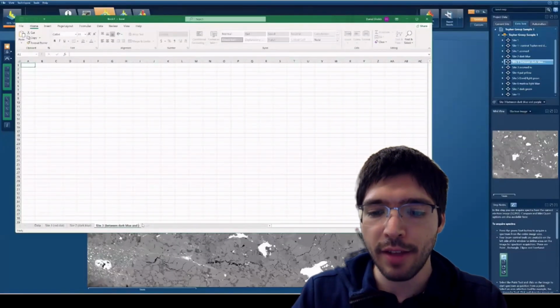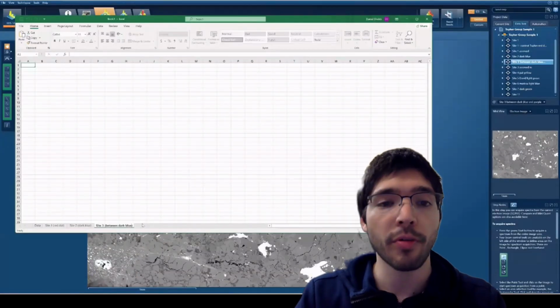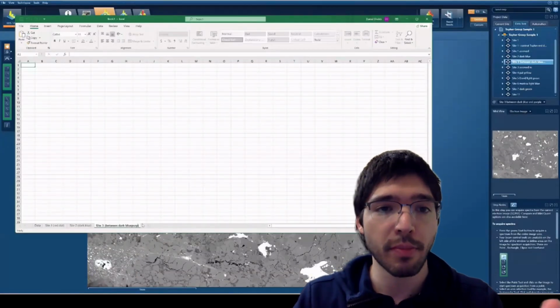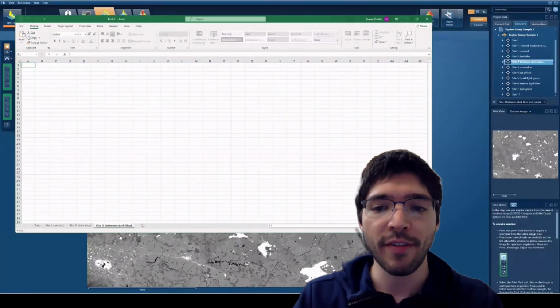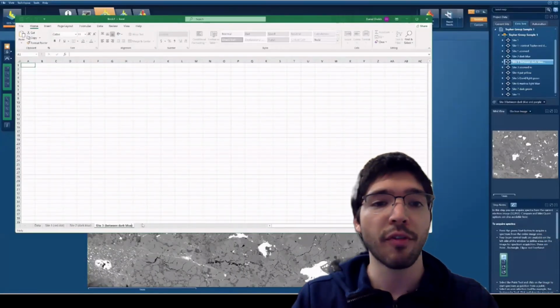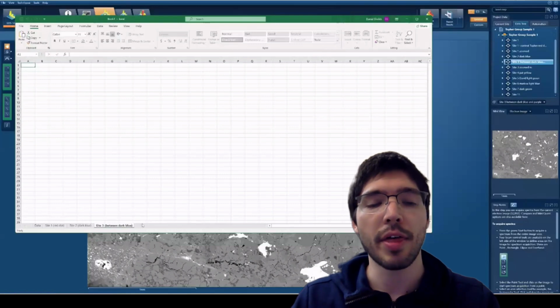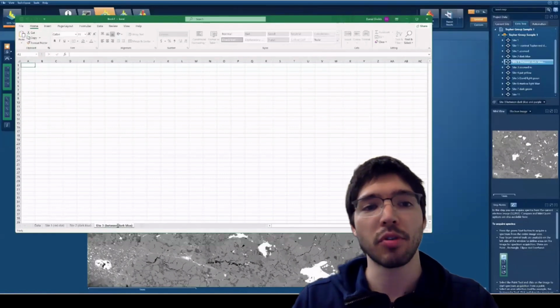If it's a noteworthy inclusion in a polymict breccia that's very large, or if it's distinct between many different pieces and they don't all look the same, then it's worth investigating by getting multiple pieces.